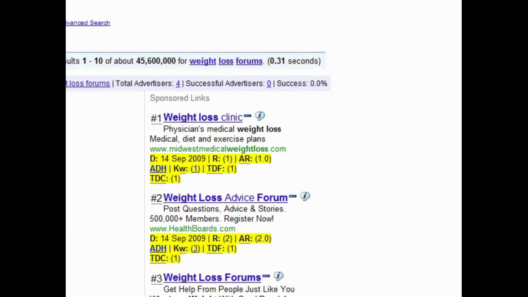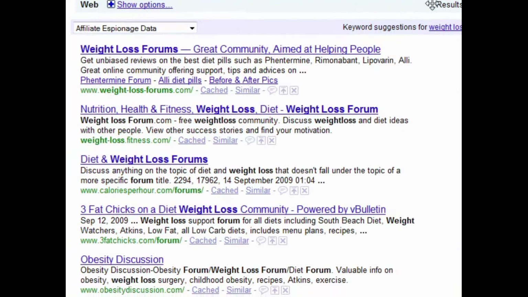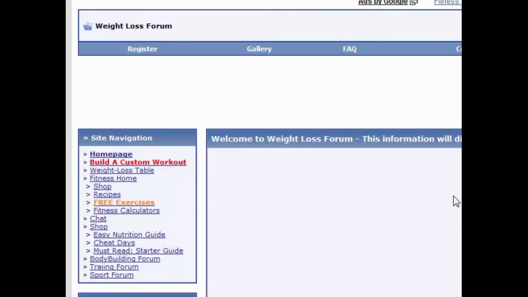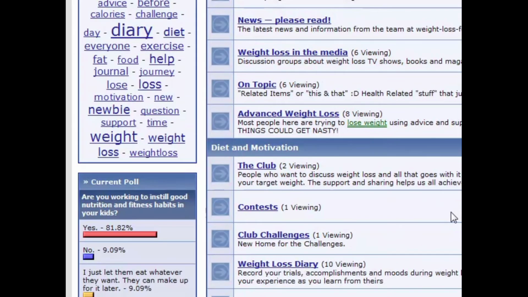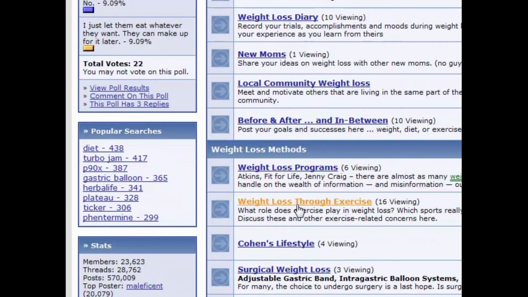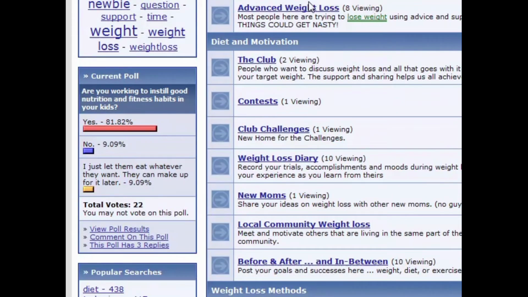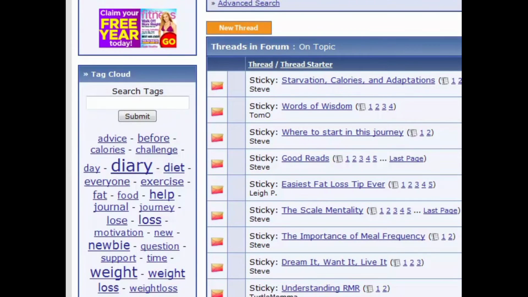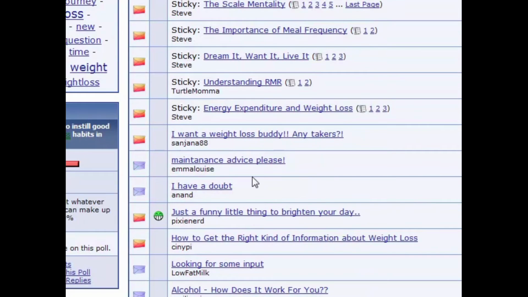So what am I going to do after that? After that, I'm going to open a new browser and I'm going to look for weight loss forums, okay? And what I would find is every forum that has to do with weight loss. And what I would do is I would go in and just start going through the posts, and I would start looking for people's frustrations.